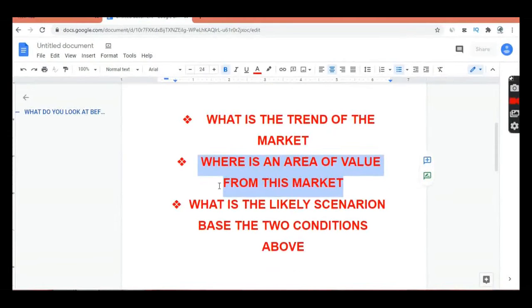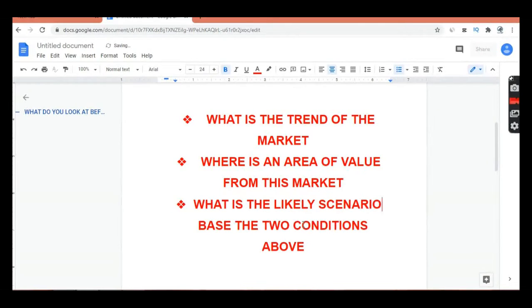That's number 2. So number 3, what is the likely scenario based on the 2 conditions above? So if you find the trend of the market and you find the area of value of the market, then what is the likely scenario on those 2 conditions? Let me show you what it means. And in this final stage, that's how you learn how to enter your market very well. Let me show you what I mean.